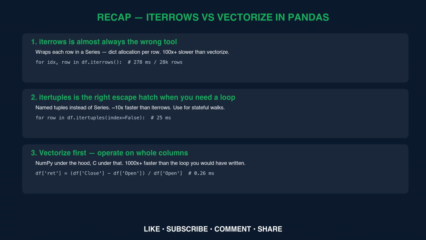Second, itertuples is the right loop when you genuinely need one, a stateful walk, a sequence that can't be expressed column-wise. About 10 times faster than iterrows, and it returns named tuples.